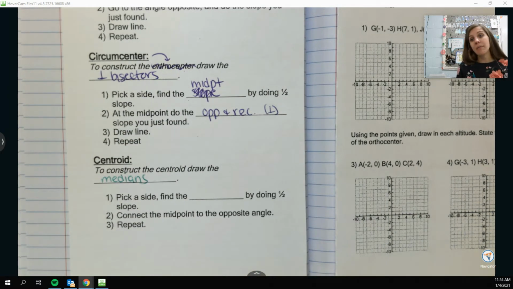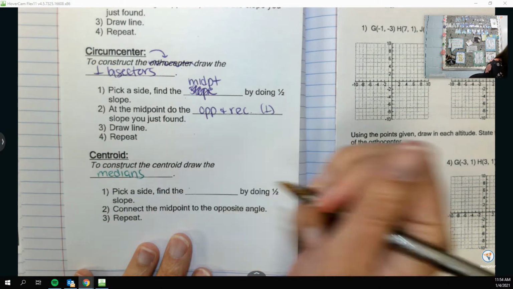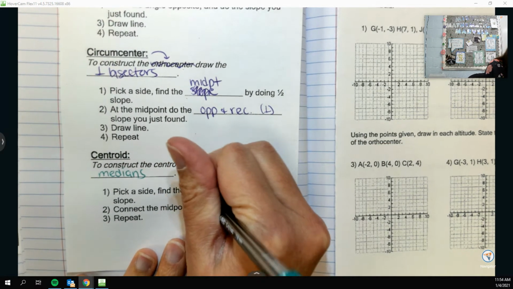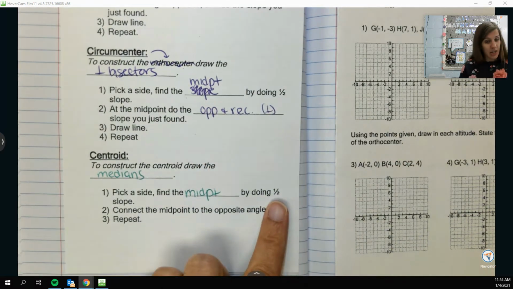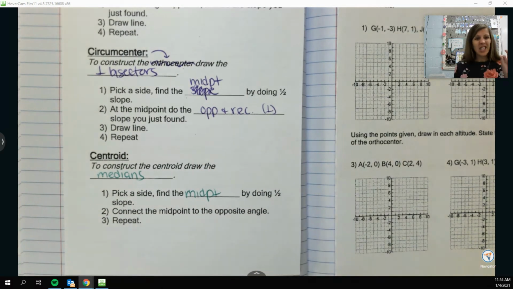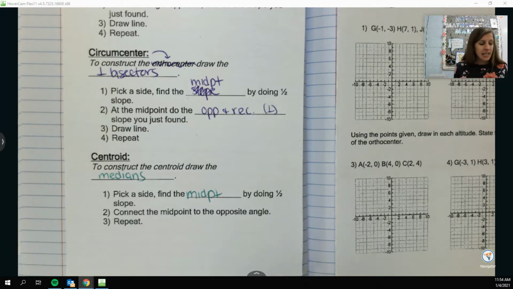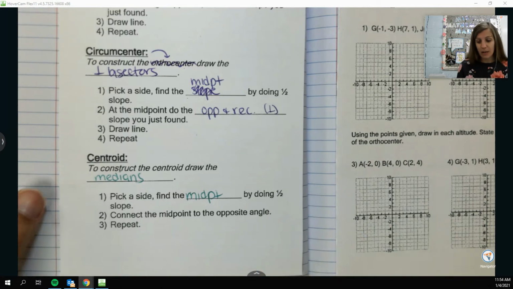And so when I'm drawing a median, I need a midpoint connected to the angle. So to find the midpoint, like I did on this last one, I do half slope. And then I just connect that to the opposite angle. So this is kind of the easiest one, I think. These other two have that opposite reciprocal thing in there because of the perpendicular, so they can be a little bit trickier.